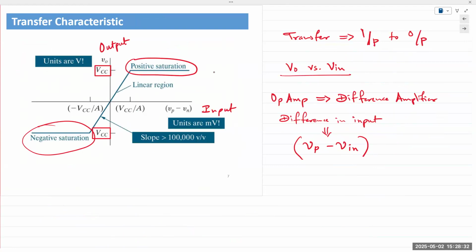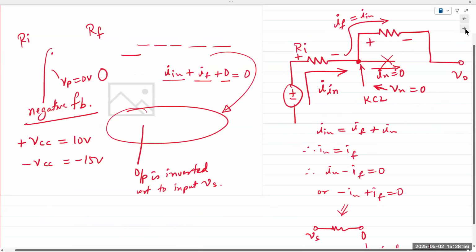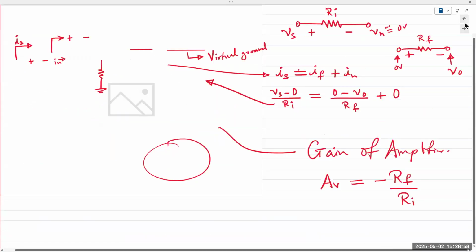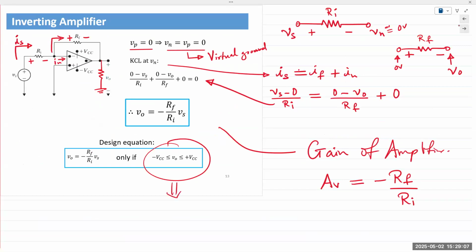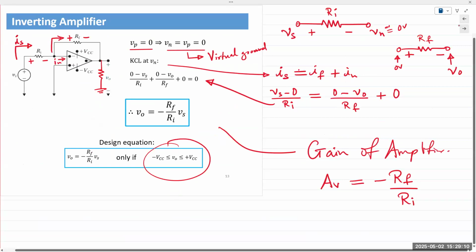Cannot be more than the supply voltages. So if your gain is 10 and you apply 10 volts at the input, but you only supply 20 volts VCC, well, we are not going to obtain 100 volts at the output. We will only obtain 20 volts at the output. So your output saturates at a level of VCC. That is actually one of the homework questions. Anyway, so the design equation is valid only between the power supply limits.